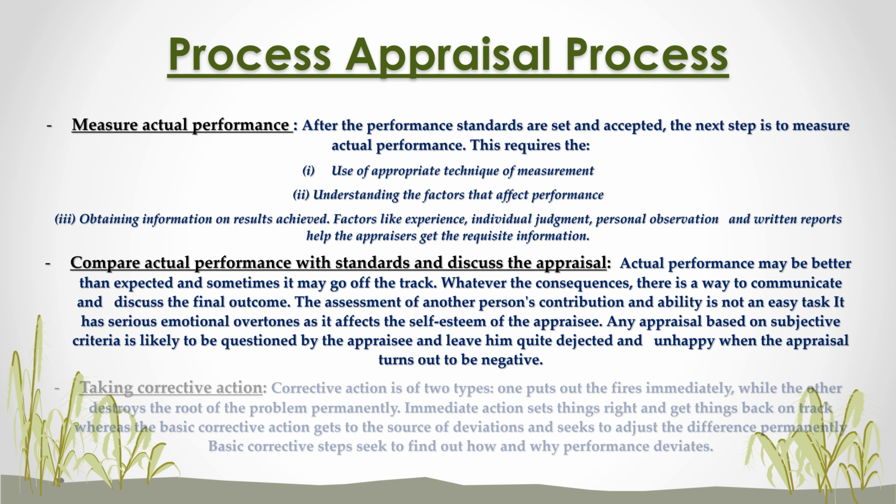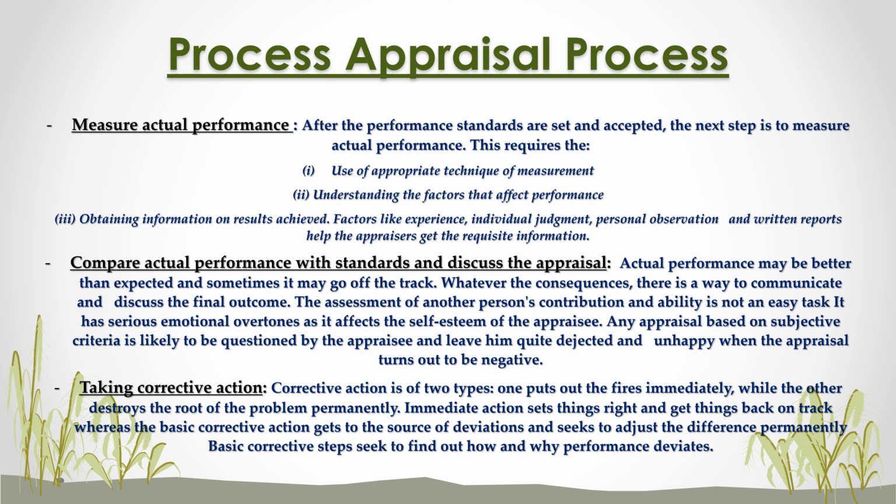Taking corrective action. Corrective action is of two types. One puts out the fires immediately, while the other destroys the root of the problem permanently. Immediate action sets things right and gets things back on track, whereas the basic corrective action gets to the source of deviations and seeks to adjust a difference permanently. Basic corrective steps seek to find out how and why performance deviates.